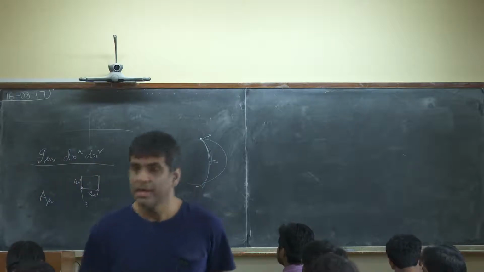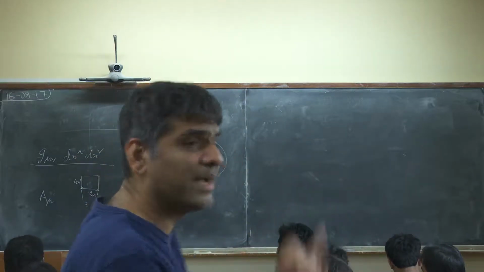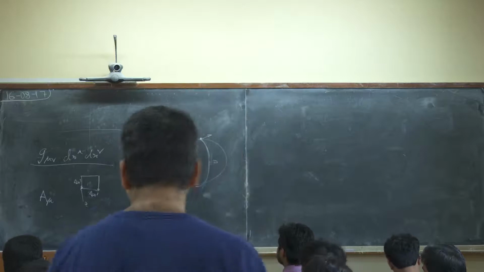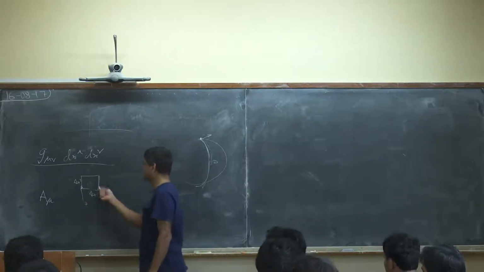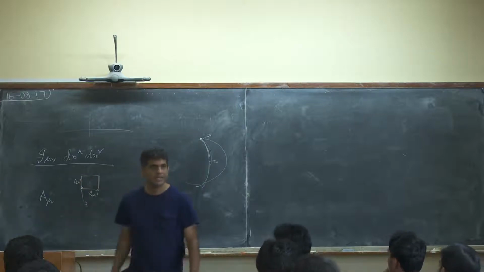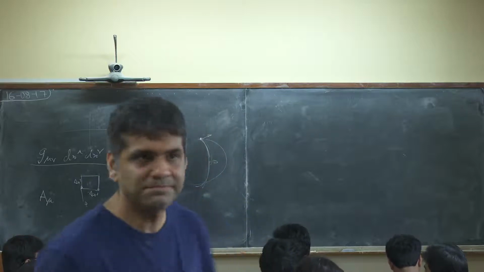Okay? Now what I'm going to do is take this little one-form, where delta x1 and delta x2 are infinitesimals, and parallel transport it first here, here, here, and here, and see what I get. Okay? Great.